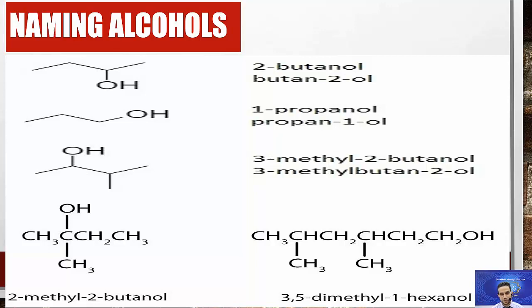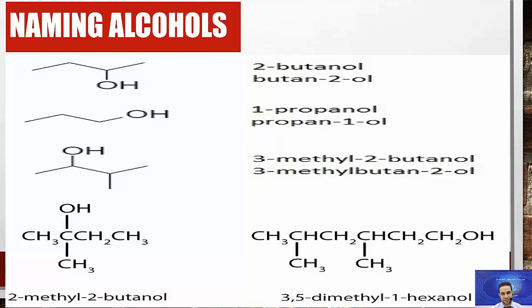Number 3. How many carbon atoms is the longest chain? Yes, 4 carbon atoms. 1, 2, 3, 4. Numbering from left, not from right. So OH at carbon atom number 2, and you have a branch at carbon atom number 3, methyl. So the name will be 3-methyl butane-2-ol.